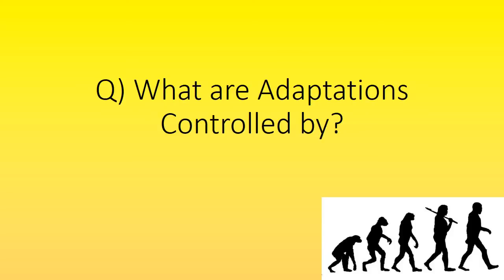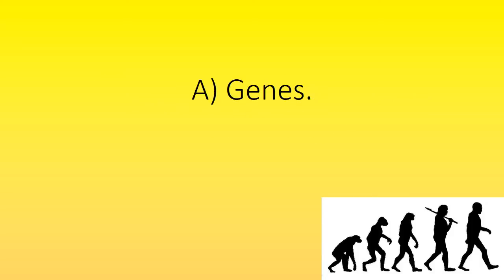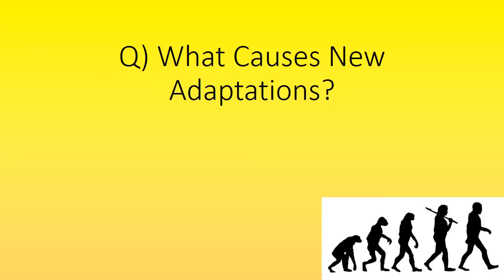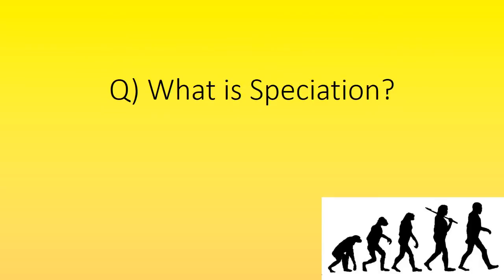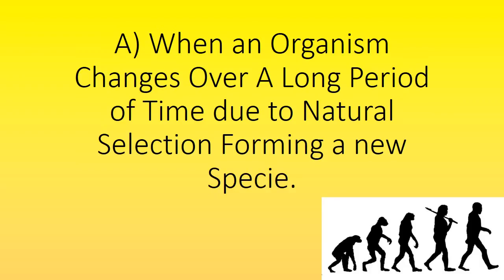What are adaptations controlled by? Genes. What causes new adaptations? Mutations, changes in DNA. What is speciation? When an organism changes over a long period of time due to natural selection forming a new species.